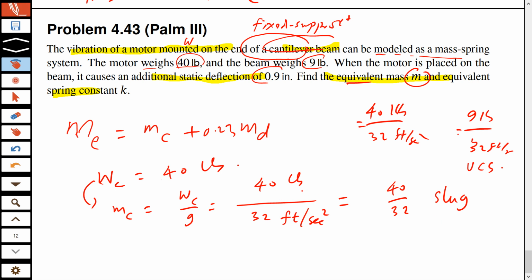There is no kilo, milli, or micro here, so it should give you that, and the same goes for MD. That will also be in slugs, and then you plug everything into this formula and you have your ME. Okay.